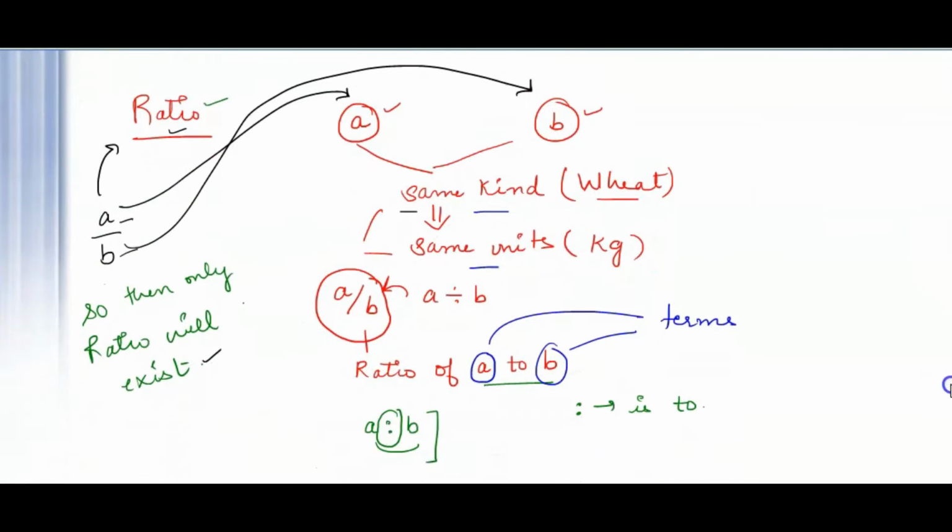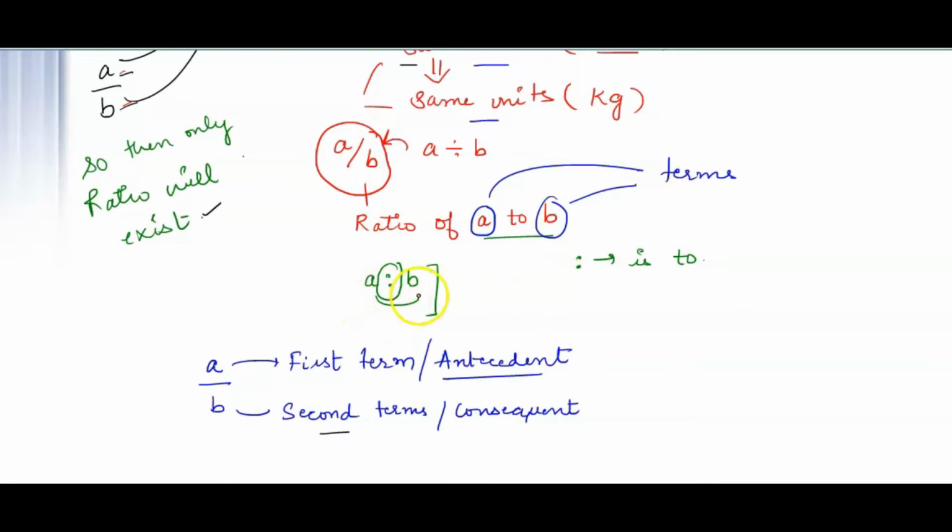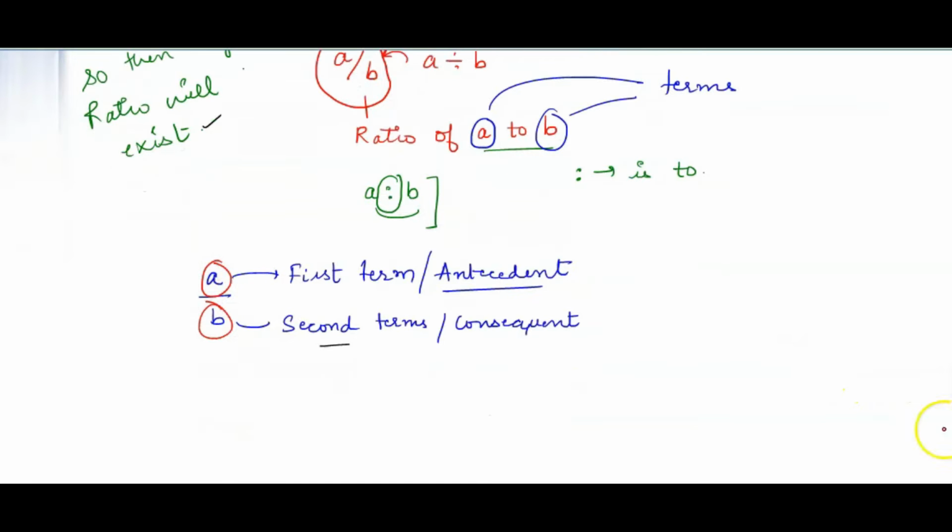And in the previous video we discussed that a ratio exists when A and B are of the same quantity, right? We can write the ratio as A is to B, and clearly A is the first term and B is the second term. Now today we are going to see some examples.